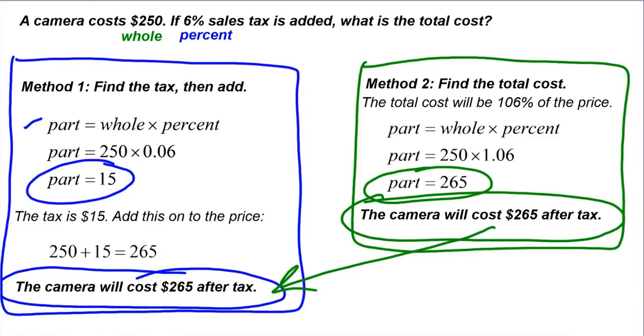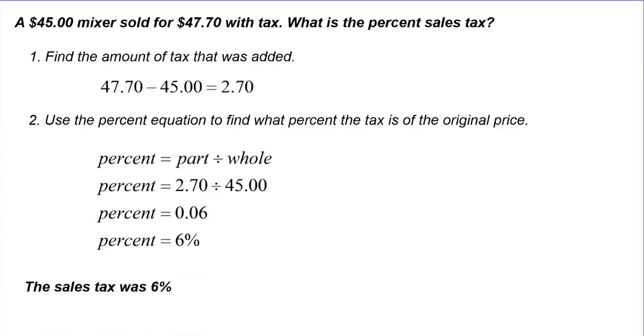So when you're dealing with tax problems or adding tax onto something, you can think of it that way as well. Either one of these methods is fine. So if you prefer one over the other, go ahead and use that. So here is a little different take on that. A $45 mixer sold for $47.70 with tax. What is the percent sales tax?